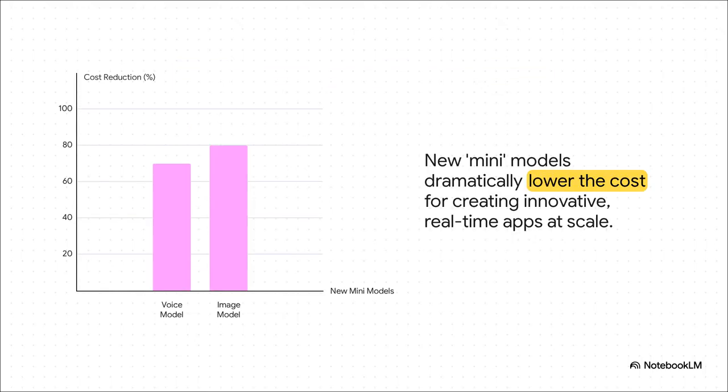And one of the biggest ways to empower builders is to make things affordable. Just look at this chart. These new mini models are an absolute game changer on cost. We're talking about a 70% price drop for real-time voice and an 80% drop for image generation. That's massive. All of a sudden, a whole world of cool, real-time apps that were just way too expensive to even think about building are now totally on the table.